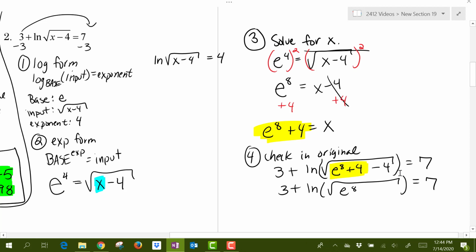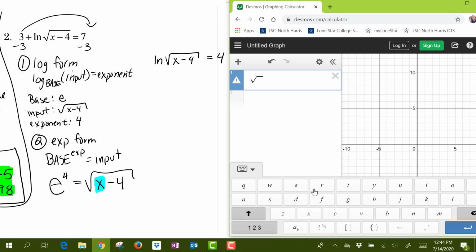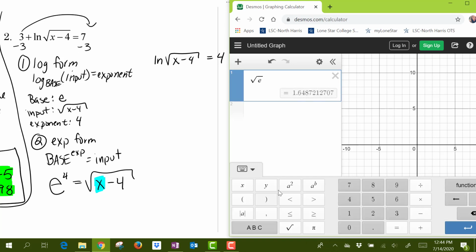And just to prove that that is overall a positive input, I'm going to go back to Desmos. Right, let's do the square root of e. And then I'm going to raise that to the power of 8. So overall, that is a positive input that gets left inside of the input of that log. So our solution checks out. We just want to make sure that it's a positive value that gets left in the input of that log once we simplify.